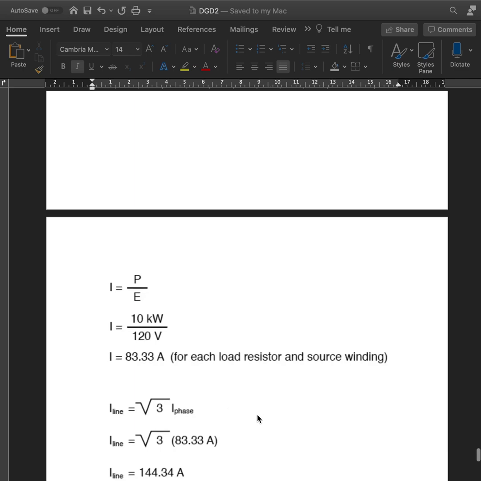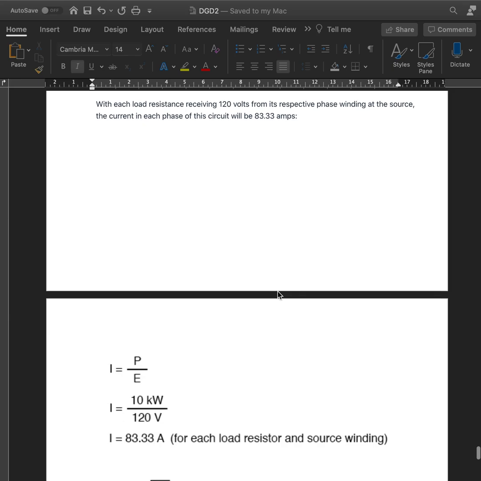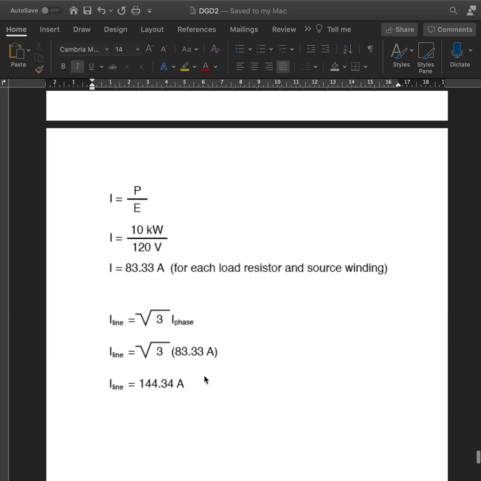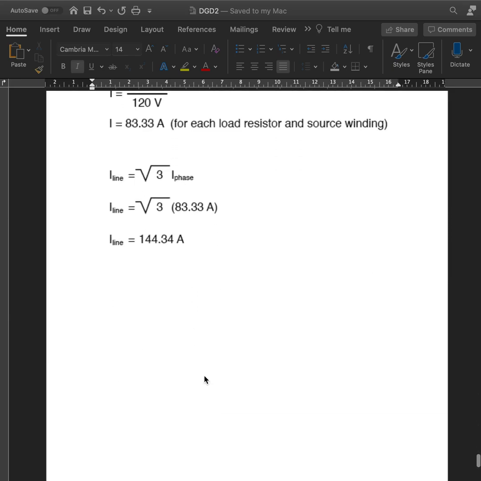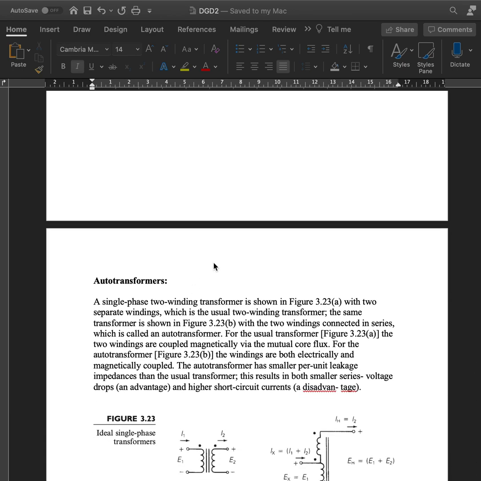So we get I line is 144.34. We just assumed each unit here. So 10 kilovolts divided by 120 gives you the current in each unit, or a phase, right? So we get it in a phase. To find the line current, you just multiply it by root 3 right there. So we get 144.34 amperes.